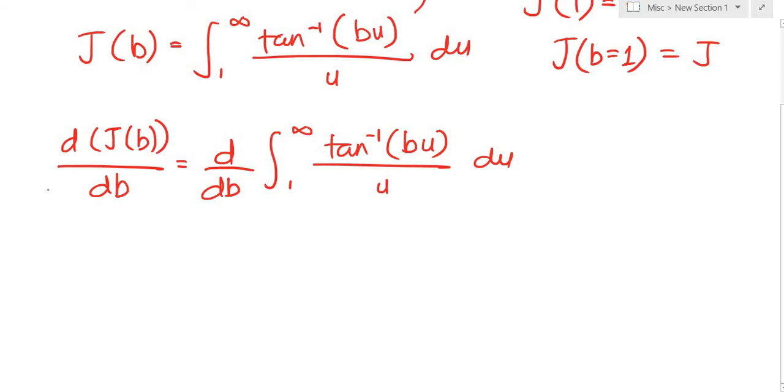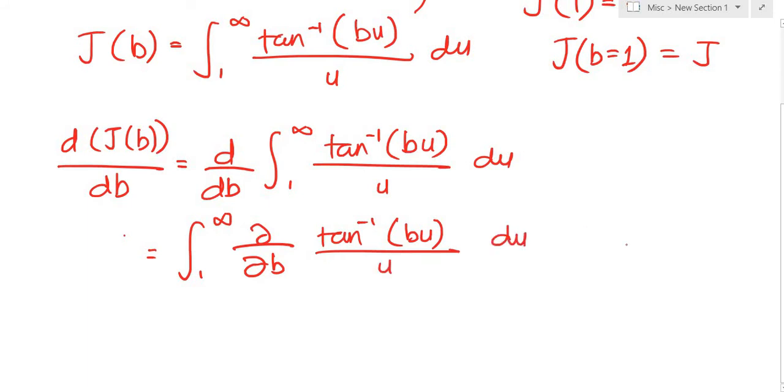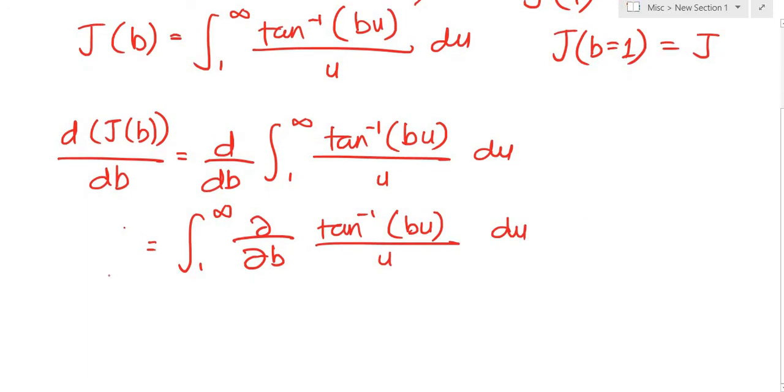And so we can take this derivative operator inside this integral, but it gets converted into a partial derivative because the integrand is a function of both u and b. So we need to be specific by using these partial derivative operators. So the tan inverse of b times u over u du. And now we are going to look at u as a constant because we are differentiating with respect to b, right?